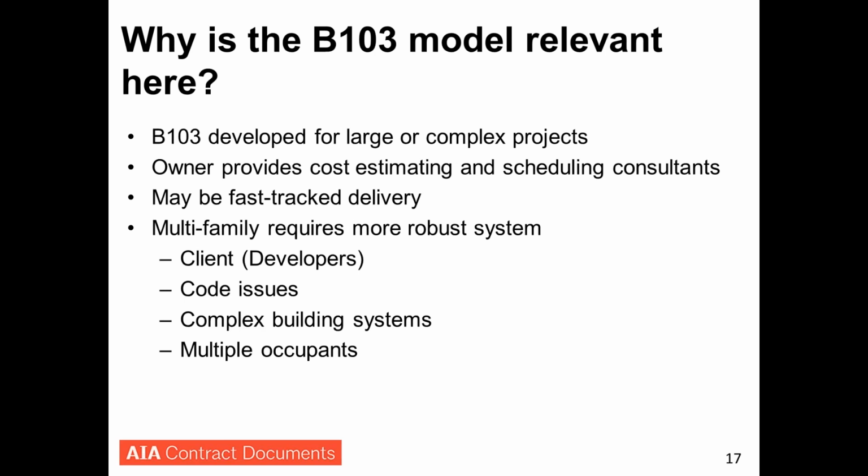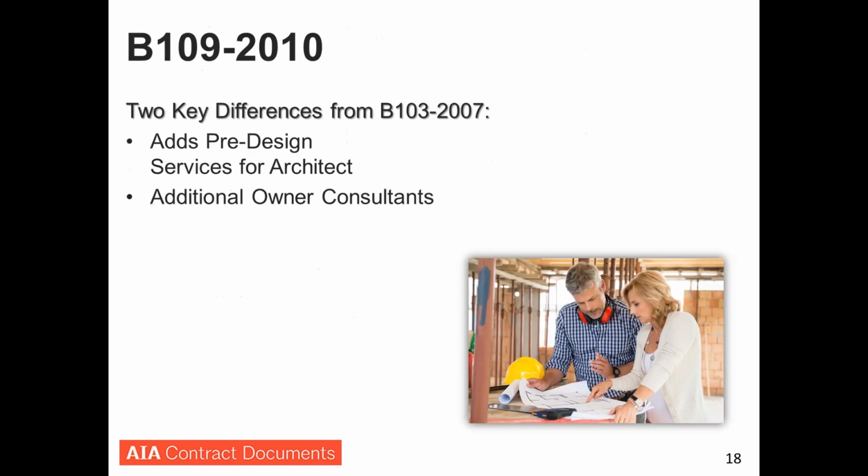As I already mentioned, the B103 was the model for B109 because it was already geared towards complex projects. It already included some of the more specialized owner consultants that were not part of the architect's scope here. It could be used for fast track delivery, and it's just that multifamily requires more robust terms than were included in the B103. The two key differences that separate B103 and B109 are a new services category for pre-design.